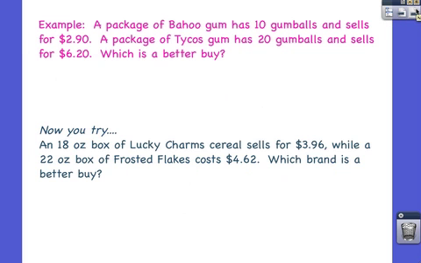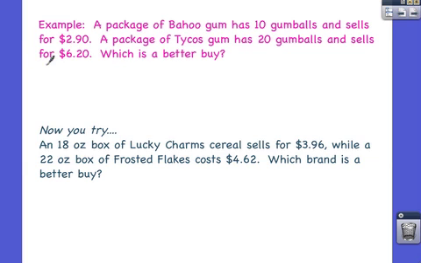Now let's talk about unit price. A package of Bahu gum has 10 gumballs and sells for $2.90. A package of Tycho's gum has 20 gumballs and sells for $6.20. Which is a better buy? So the Bahu gum is less expensive, but you get less gumballs. So we need to figure out per gumball how much does each package cost.